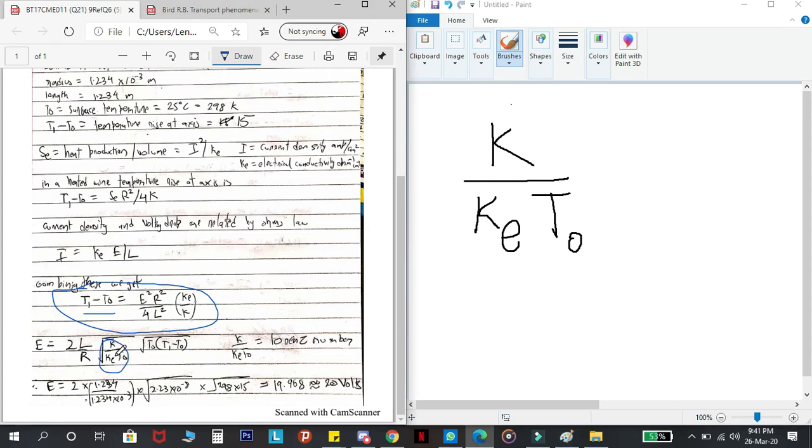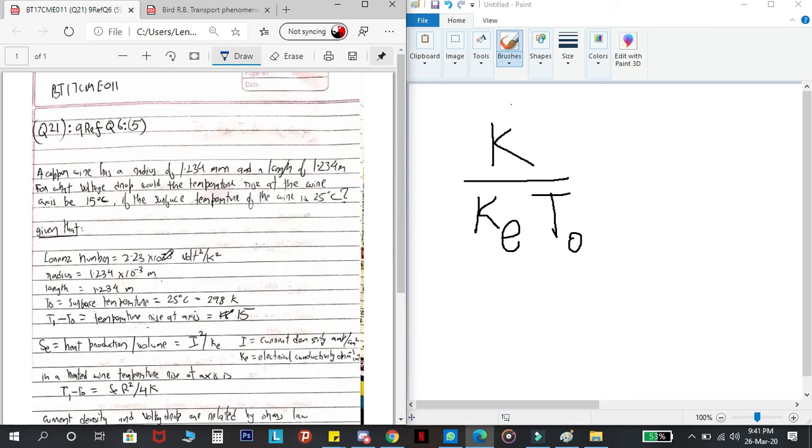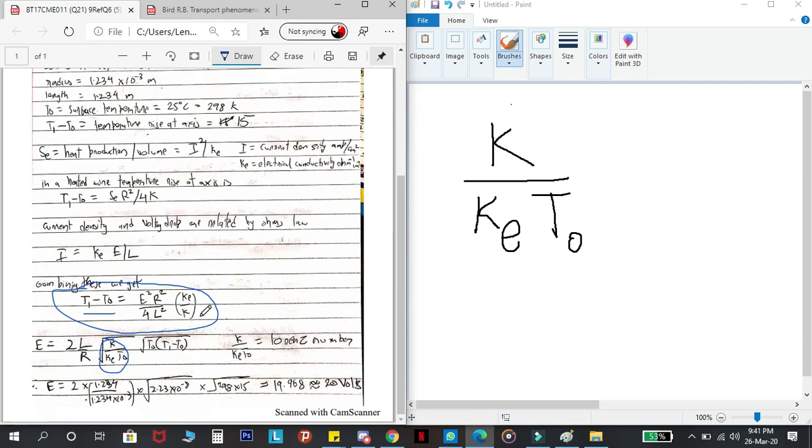Now this here is our Lorentz number, and because as you can see here, inside the root we have multiplied by T naught, and then inside the root we have divided by T naught. So this is our manipulation so that we can form the Lorentz number, which is given to us because we are not directly given k and ke. And we know this Lorentz number as 2.23 into 10 power minus 8 volt square per Kelvin square. So substituting that here, we have every other term.